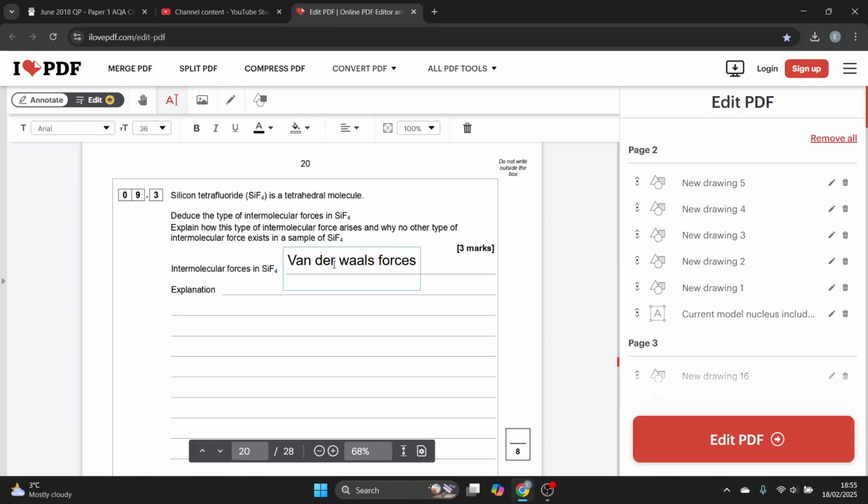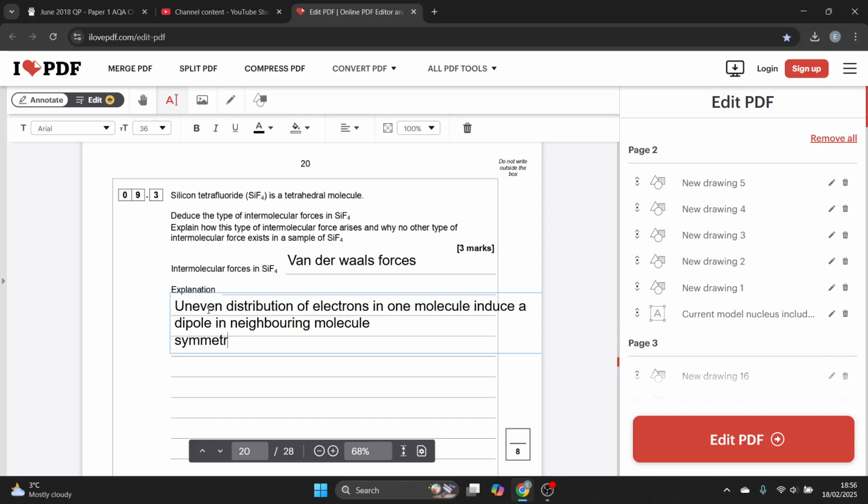And the idea is that an uneven distribution of electrons in one molecule induces a dipole in a neighboring molecule. It's a symmetrical molecule, so the dipoles cancel out.